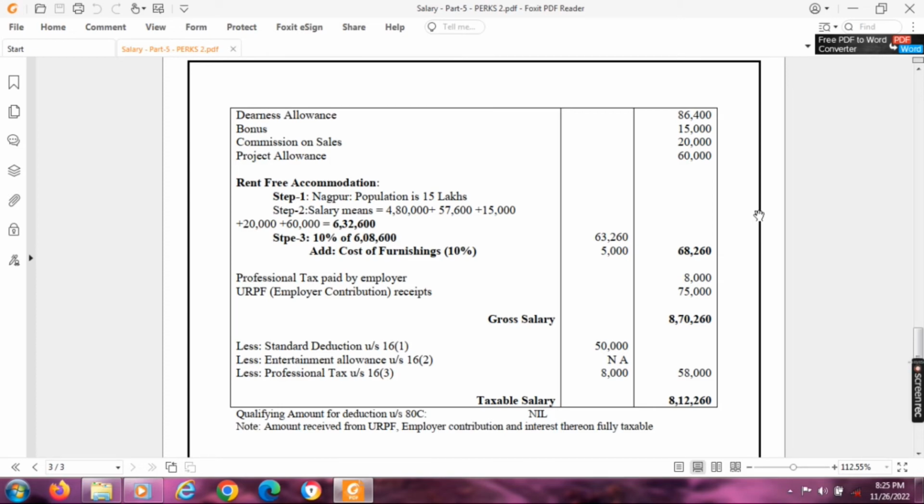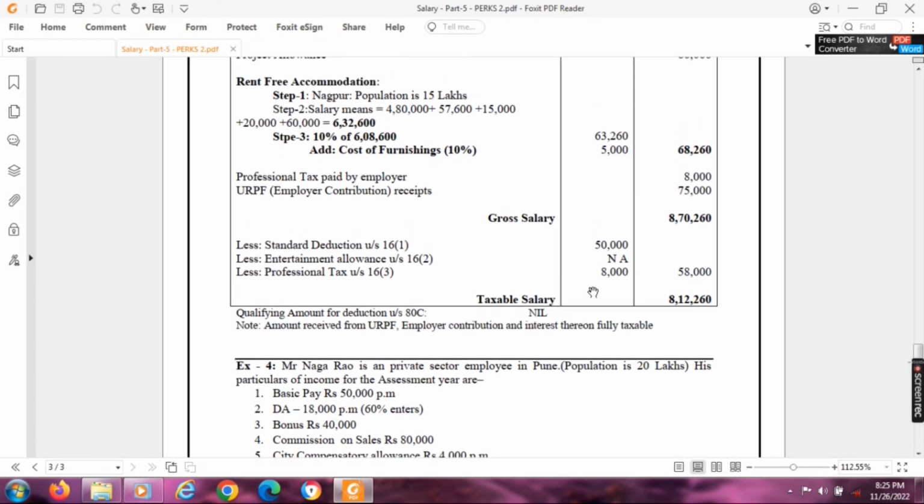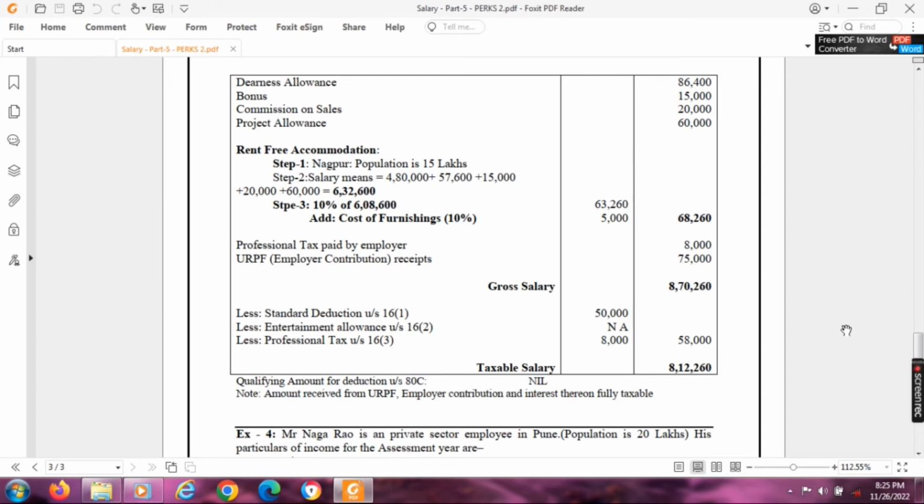8,70,260. From that, we can deduct the standard deduction under section 16(1), 50,000, and we can also claim professional tax under section 16(3), because here the professional tax paid by the company is 8,000. This amount is fully taxable in the hands of the employee and also qualified for 16(3). So totally 58,000 we can deduct from the gross salary. So the taxable salary will be 8,12,260. In this problem, the qualifying amount for deduction under 80C is nil. Any amount received from URPF, the employer contribution and the interest, is fully taxable.